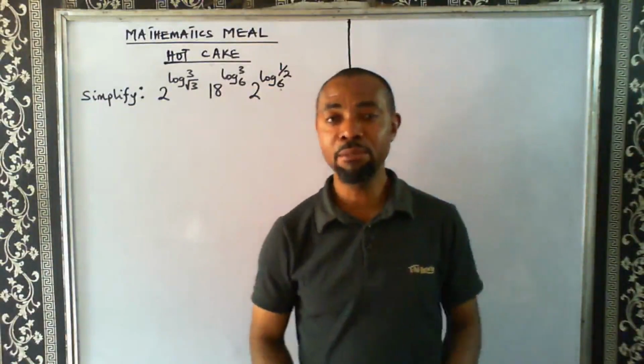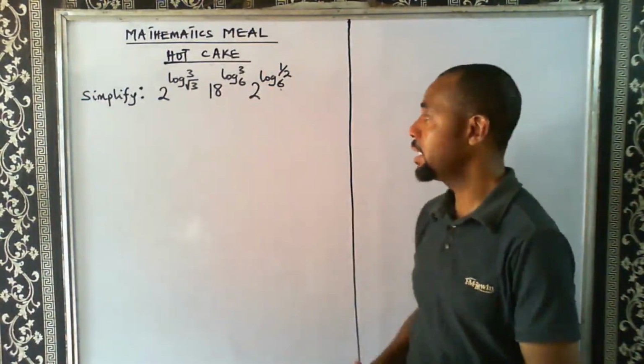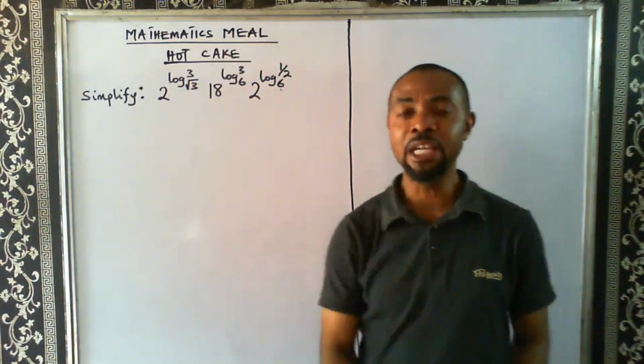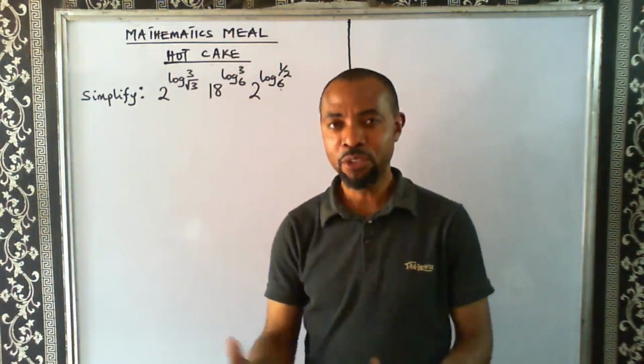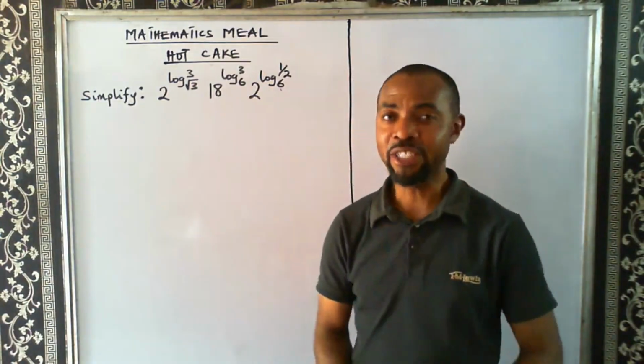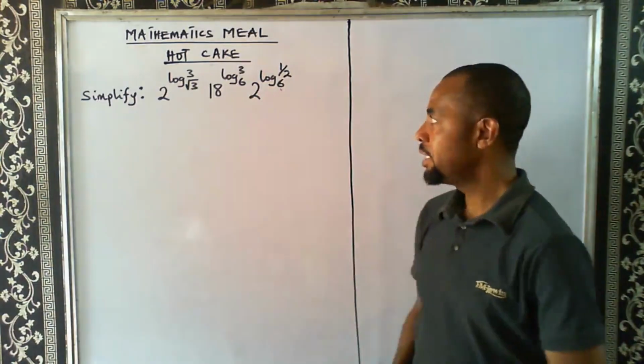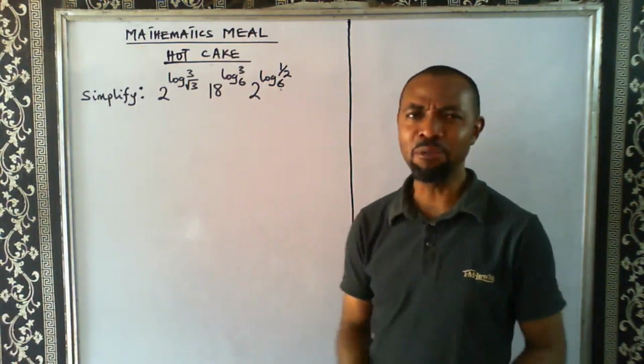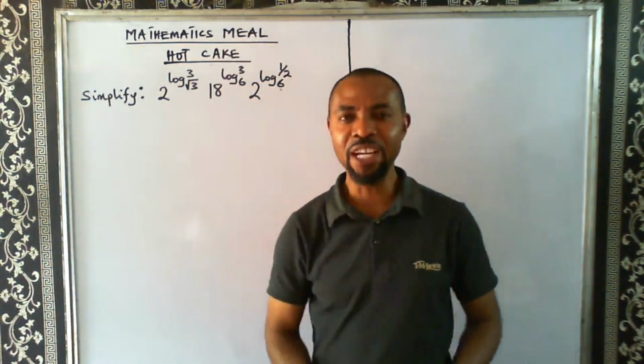Today on Mathematics Meal, we have a hot cake to enjoy. I know we have been enjoying mathematics pizza for a long time, but today we want to shift to what? To a hot cake. This hot cake is coming from the oven of logarithm combined with what? Indices. You are going to like this hot cake.